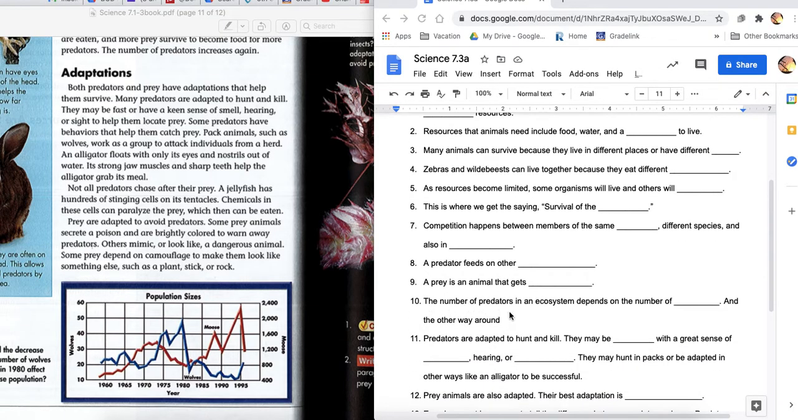So number 10, the number of predators in an ecosystem depends on the number of prey. And that's the other way around. As one goes up, the other one goes up. As one goes down, the other one goes down.